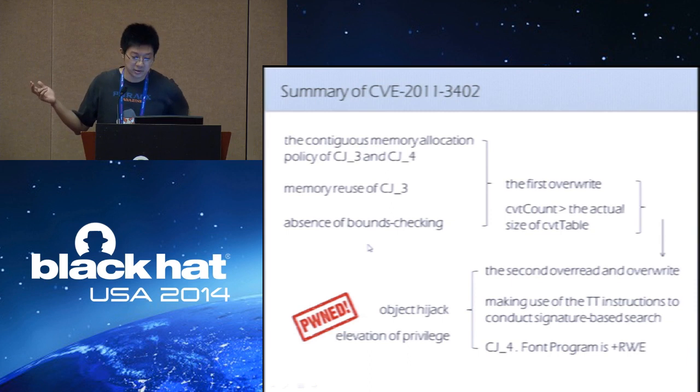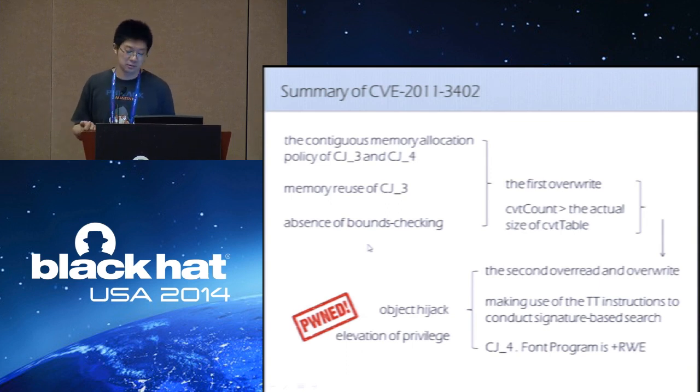The memory usage assumption, the reuse of CG3, and the absence of binder checking lead to the overwrite. The first overwrite leads to a second overwrite. With the second overwrite, the Duqu team makes use of the TrueType instructions to conduct a signature-based search, and the shellcode is copied into the kernel with a heap with read, write, and RWE.